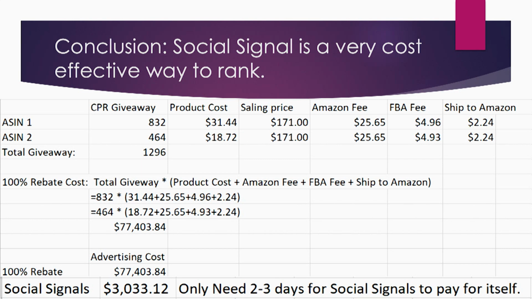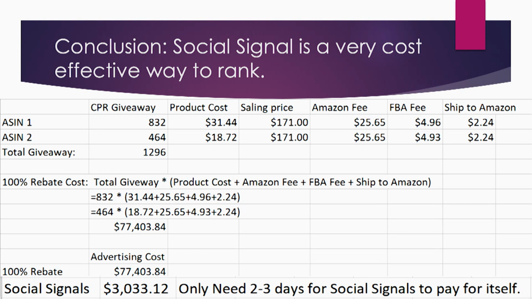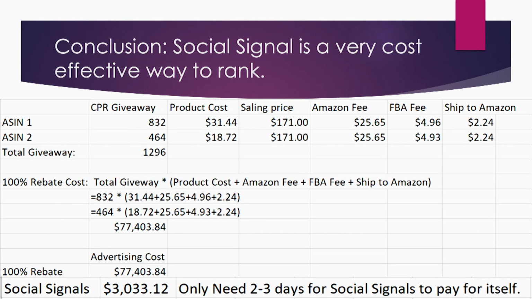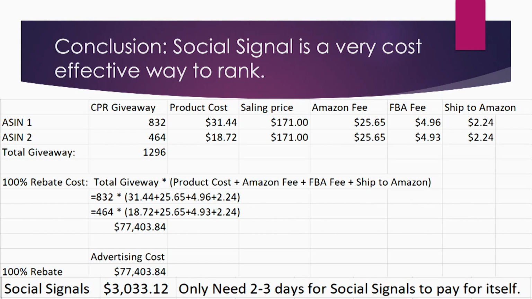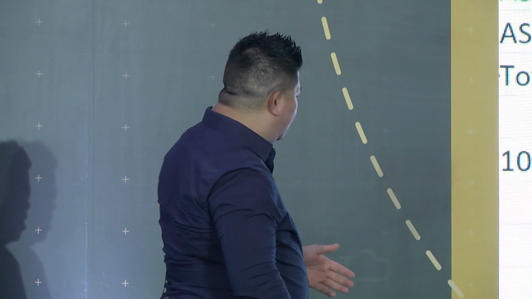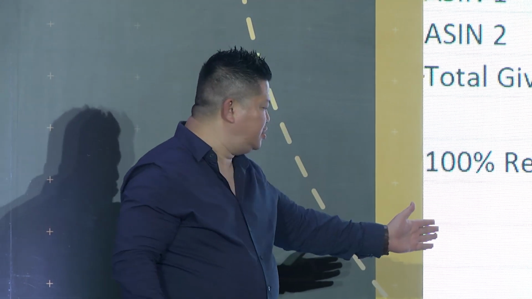So conclusion: social signals is a very cost-effective way right now for you to rank, instead of the old giveaways. The old giveaways of 2019, let's just say. 2020, you guys are going to start. Here's a breakdown. ASIN 1, 832 giveaways. ASIN 2, 462 giveaways. The cost breakdown for fees for Amazon, 1,296. Rebate would cost us how much? $77K. So with 100% rebate, it'll cost you $77K.